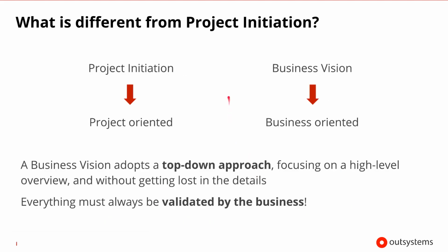So it may sound like the business vision is very similar to a project initiation. So what's the difference? A business vision is focused on the business goal and can be more long-term and broad. In a project initiation, one of the goals is to prepare the iteration development, which is starting right away. So project initiation is mostly project-oriented and business vision is mostly business-oriented. But in the business vision, we take the top-down approach and we're focused on a high-level overview. We don't want to get lost inside the details. And we constantly will be validating things with the business.